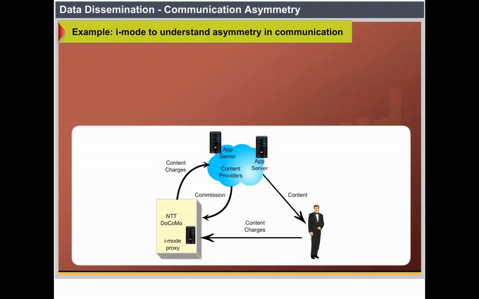Example: I modes to understand asymmetry in communication. Used for multimedia transmission, internet access and voice communication. Base station provides downlink at 384 kbps. Uplink from the device is restricted to 64 kbps. Communication between base station and mobile device is thus asymmetric.